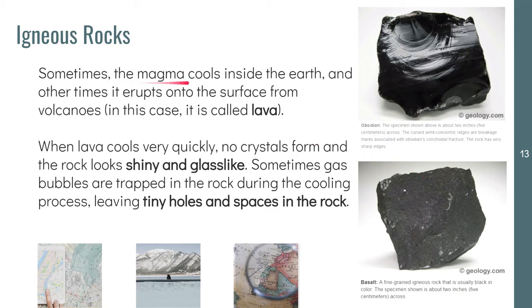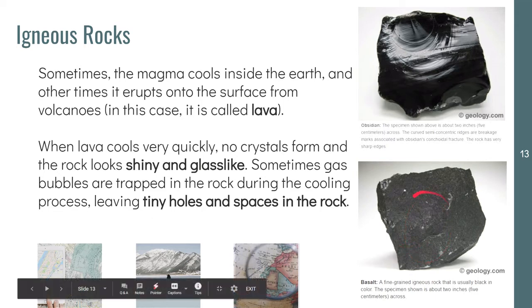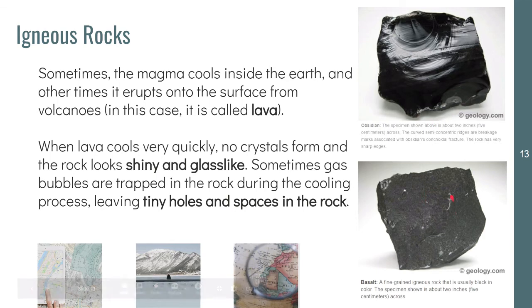Sometimes the magma cools inside the earth, and we know what it's called: intrusive igneous rocks. Or sometimes it erupts onto the surface from volcanoes, wherein from magma they are now called lava. When lava cools very quickly, no crystals form and the rock looks shiny and glass-like. As you can see here, obsidian is one good example. But when gas bubbles are trapped during the cooling process, they leave behind tiny holes and spaces, such as in your basalt. So if you ever see obsidian or basalt, that could be a good reminder that you are probably near a volcano.